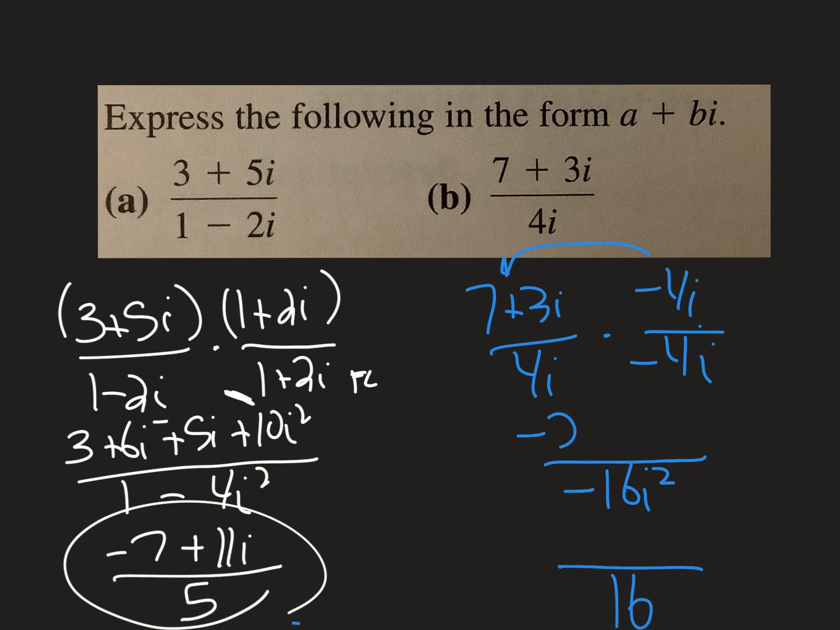-4i times 7 is -28i. And if I do -4i times 3, I get -12i squared. I squared changes the sign on the 12 to positive 12. And then you've got the -28i.